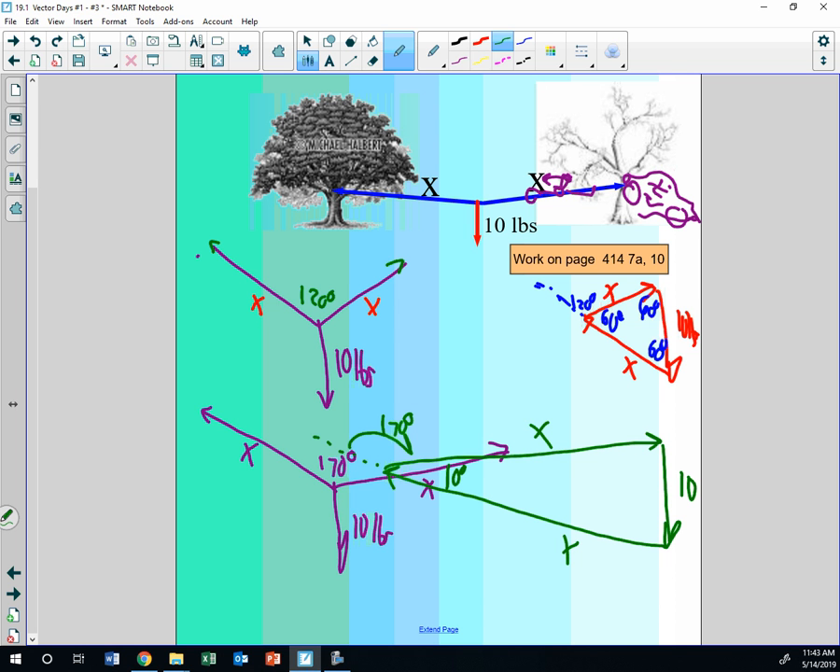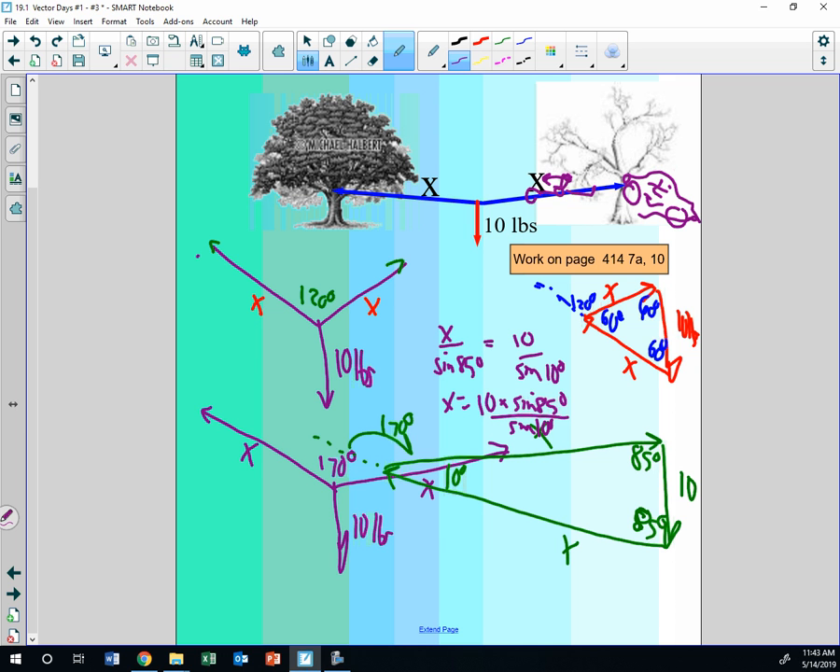10. And then we're going to share 170 between these two. This will be 85 and 85. Well, we can use law of cosines here, or sines. X over the sine of 85 will be equal to 10 over the sine of 10 degrees. So X is going to be 10 times the sine of 85 all over the sine of 10.